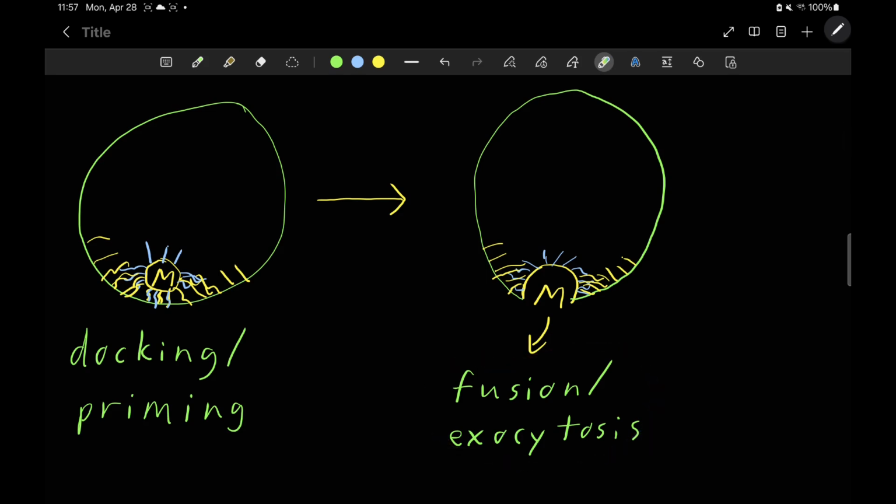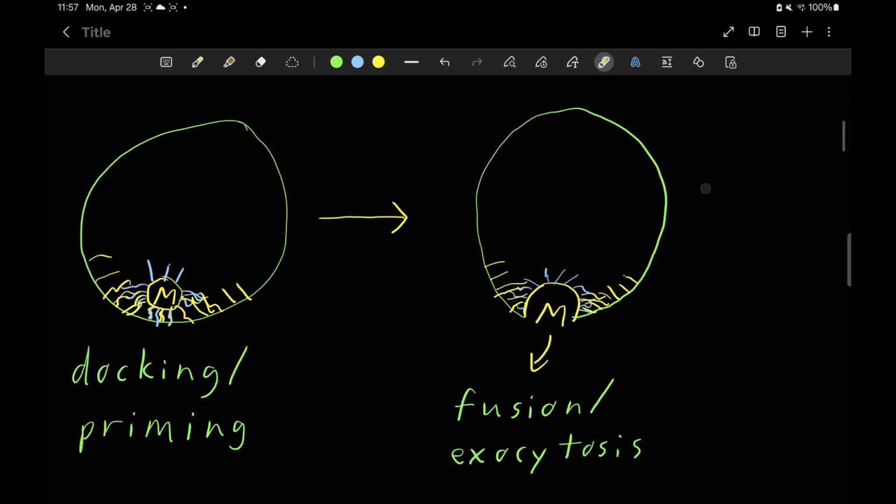Your granule membrane fuses together with your cell membrane. And in doing so, exocytosis happens. Exocytosis is when something in the cell is released into the outside, and that's what happens with your messenger molecule. It gets exocytosed and leaves the cell, goes into the extracellular space where it can go and do responses.